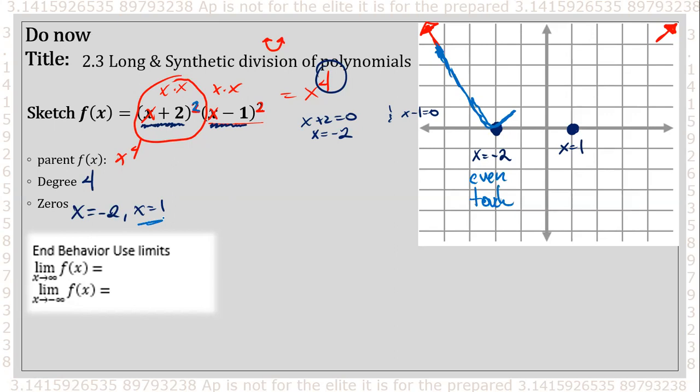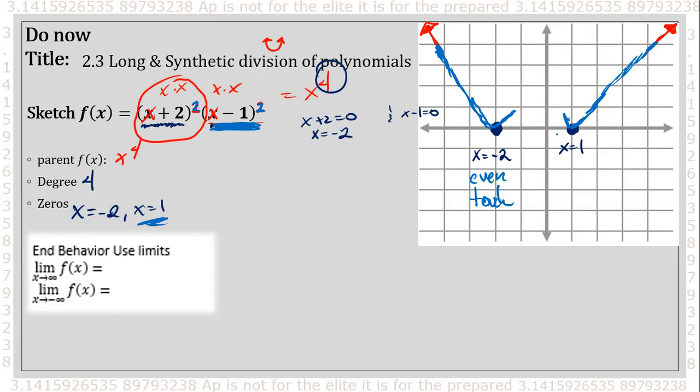The next value is x equals 1. And we got that from this factor, x minus 1. We can see that it is also squared. So it's also going to go ahead and bounce. And you can see that it reaches this endpoint right here.